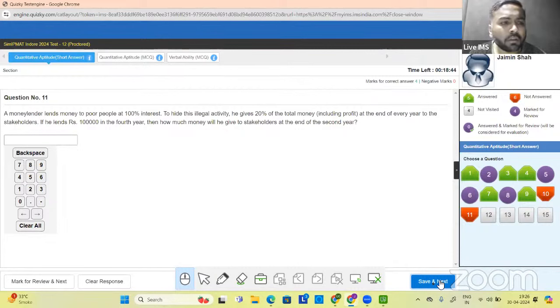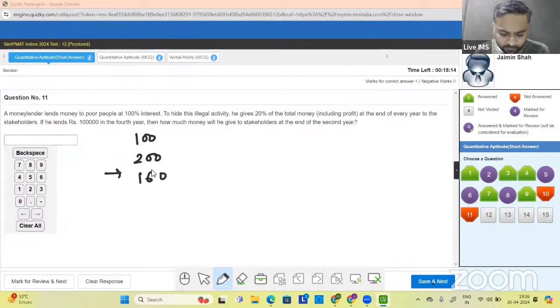So 160. If he lends 1 lakh in the fourth year, then how much money will he give to the stakeholder at the end of second year? Okay. So let's start with 100 only. 100 basically becomes 200. After giving interest, he will have 160. Then this 160 will become 320. And now he will give 64 rupees.